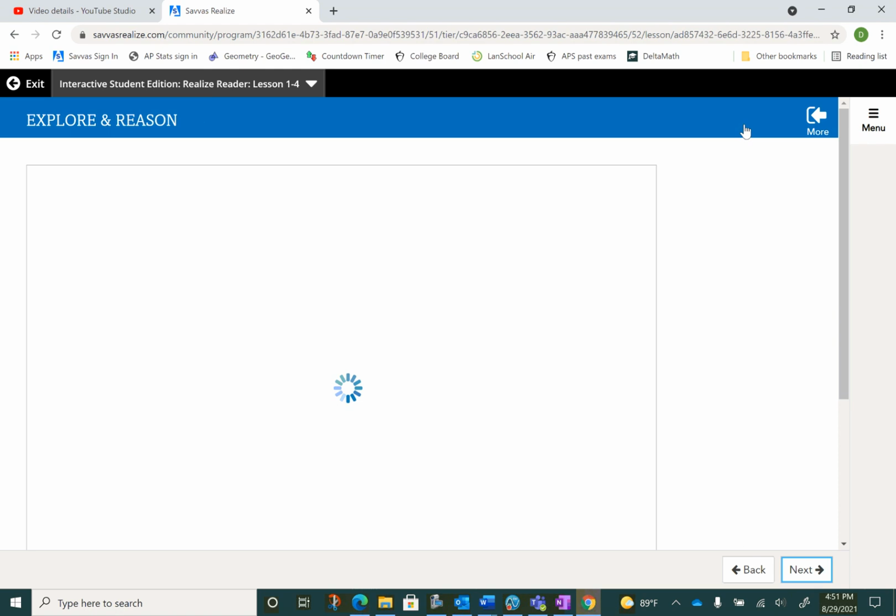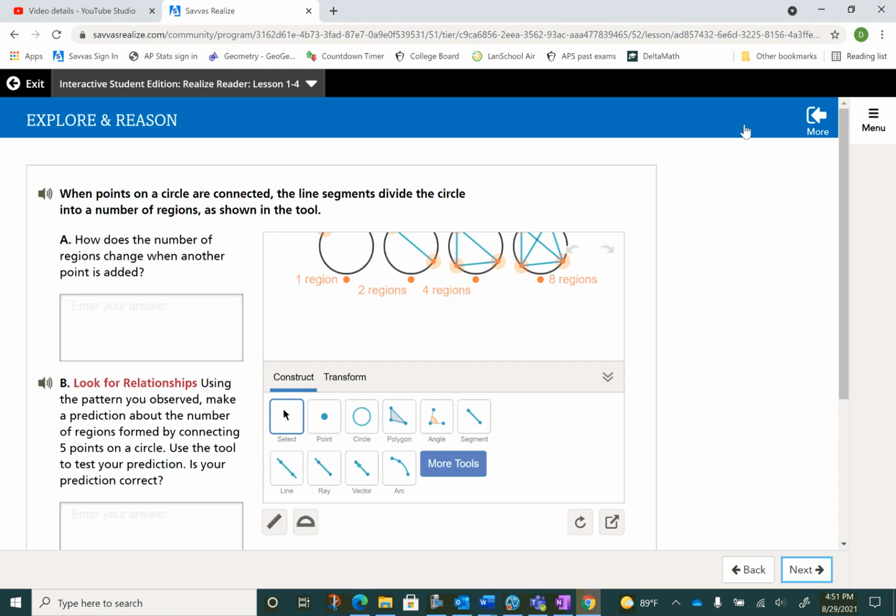So the question then becomes, when points are connected, the segments divide the circle into a number of regions. How does the number of regions change when another point is added?